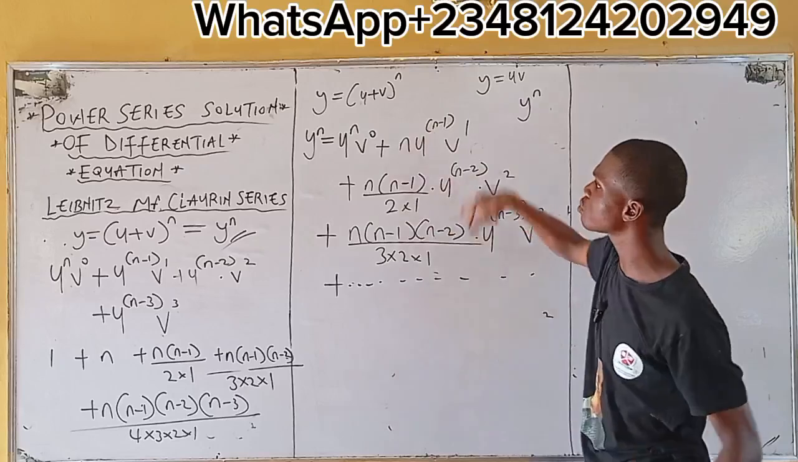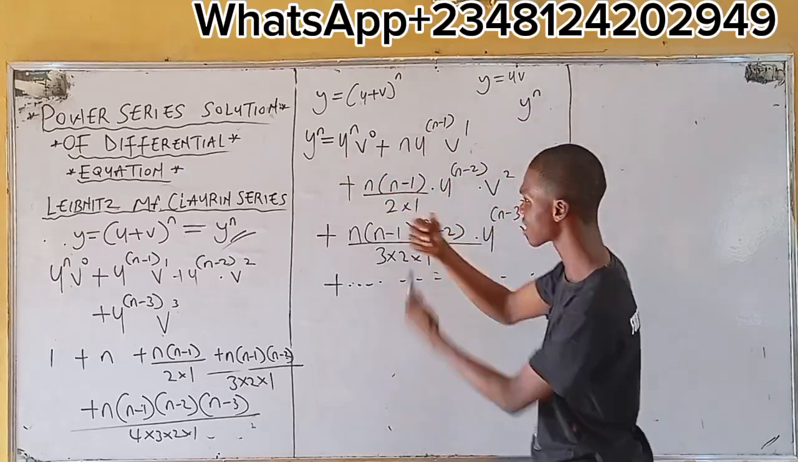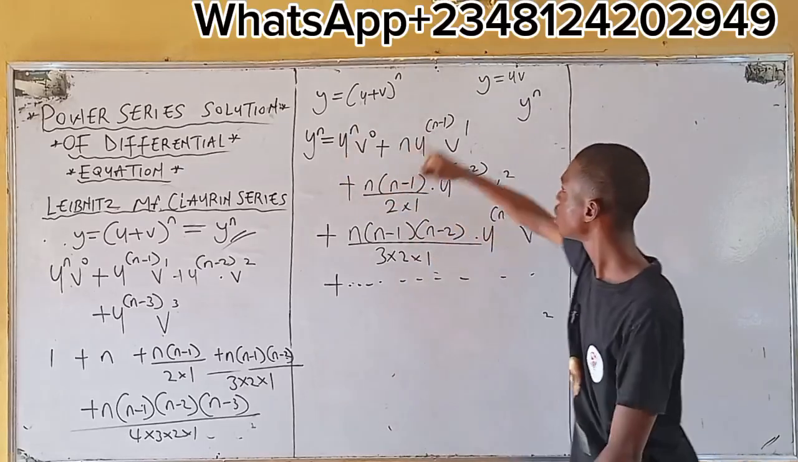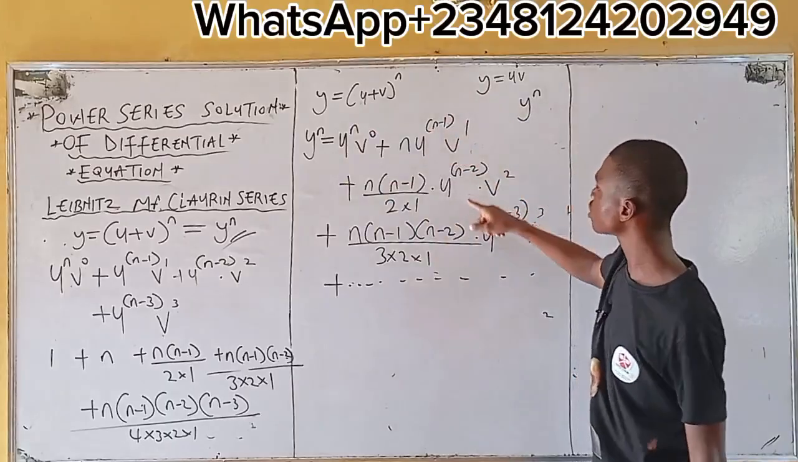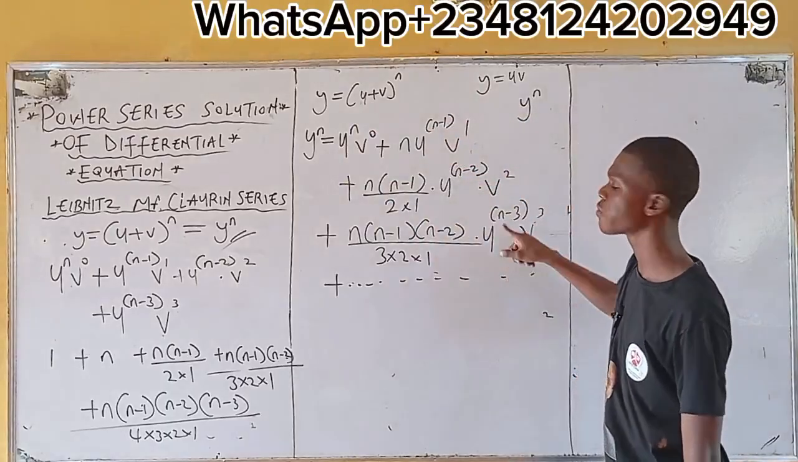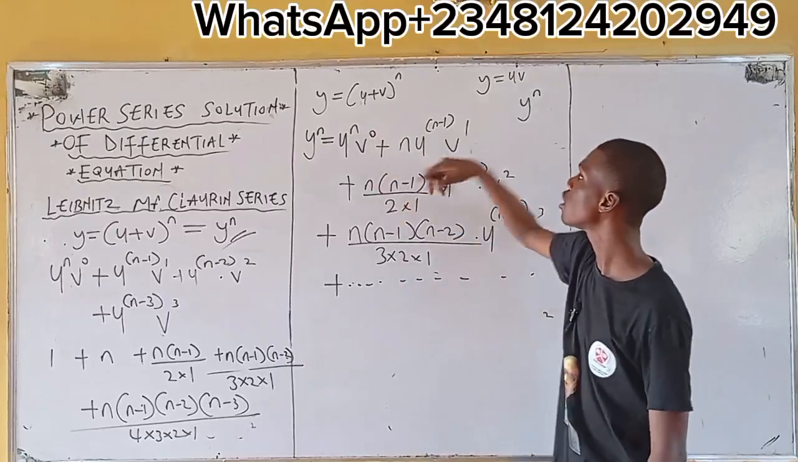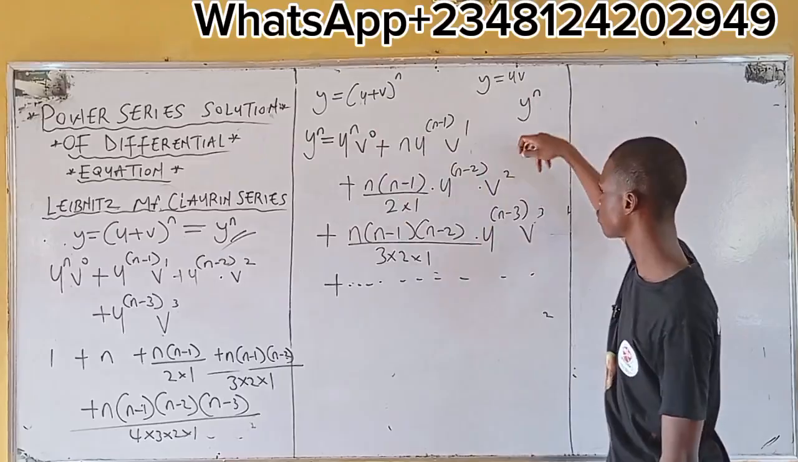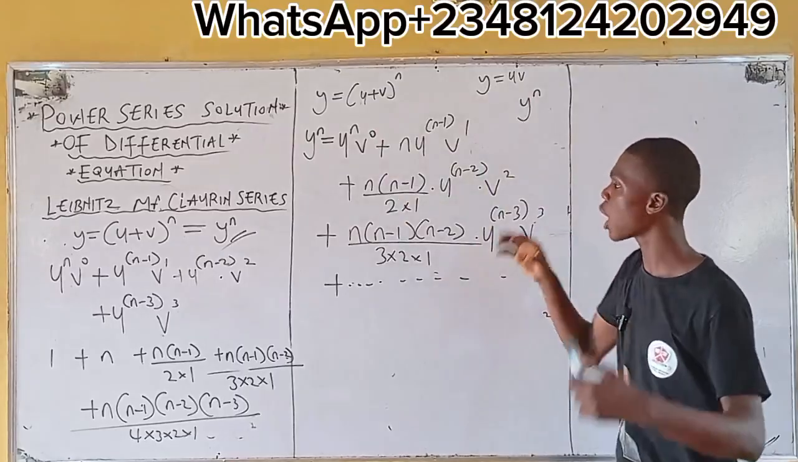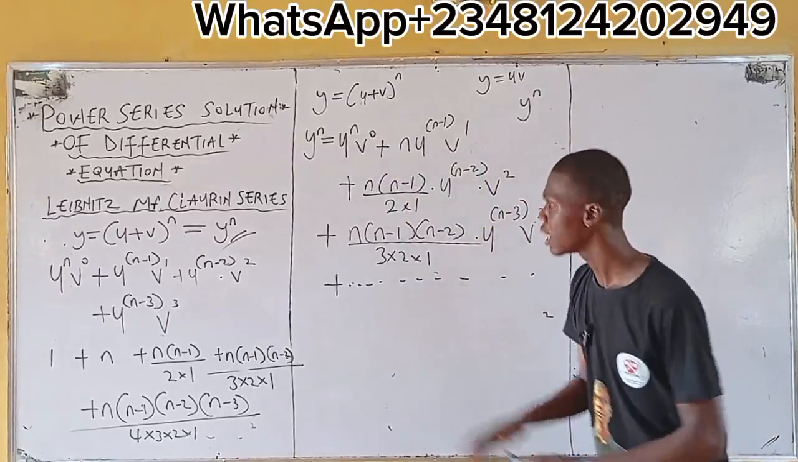Using binomial expansion, you know that u is decreasing, meaning u raised to the power of n, u raised to the power of n minus 1, u raised to the power of n minus 2, u raised to the power of n minus 3, right? And you know that v is increasing, meaning v raised to the power of 0, v raised to the power of 1, v raised to the power of 2, and v raised to the power of 3, right? Now, how do you get a coefficient? By formula, this is your coefficient.